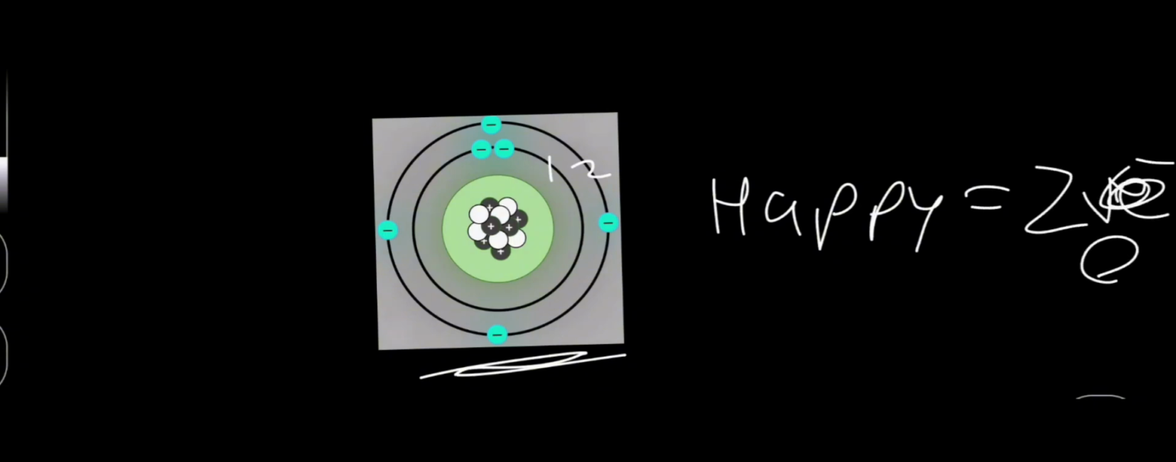So, first of all, there are 2 energy levels to this atom: the first ring and the second ring. In the first ring, the atoms are happy if they get 2 electrons. And here, 1, 2. They have 2. So the first ring is happy.